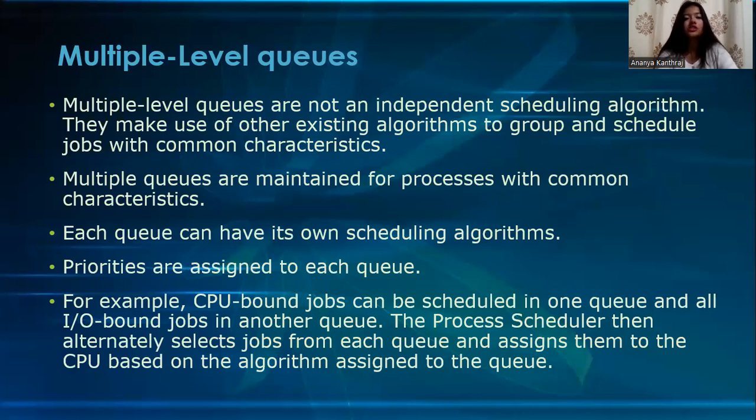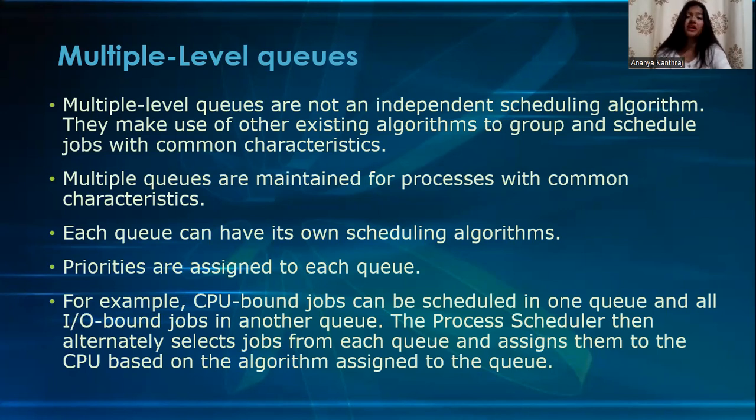So each queue can have its own scheduling algorithm. Priorities are assigned to each queue. For example, CPU-bound jobs can be scheduled in one queue and all the input-output bound jobs in another queue. The process scheduler then alternately selects the jobs from each of the queues and assigns them to the CPU based on the algorithm assigned to the queue. So that is the priority which is assigned to each queue in the multi-level scheduling algorithm.